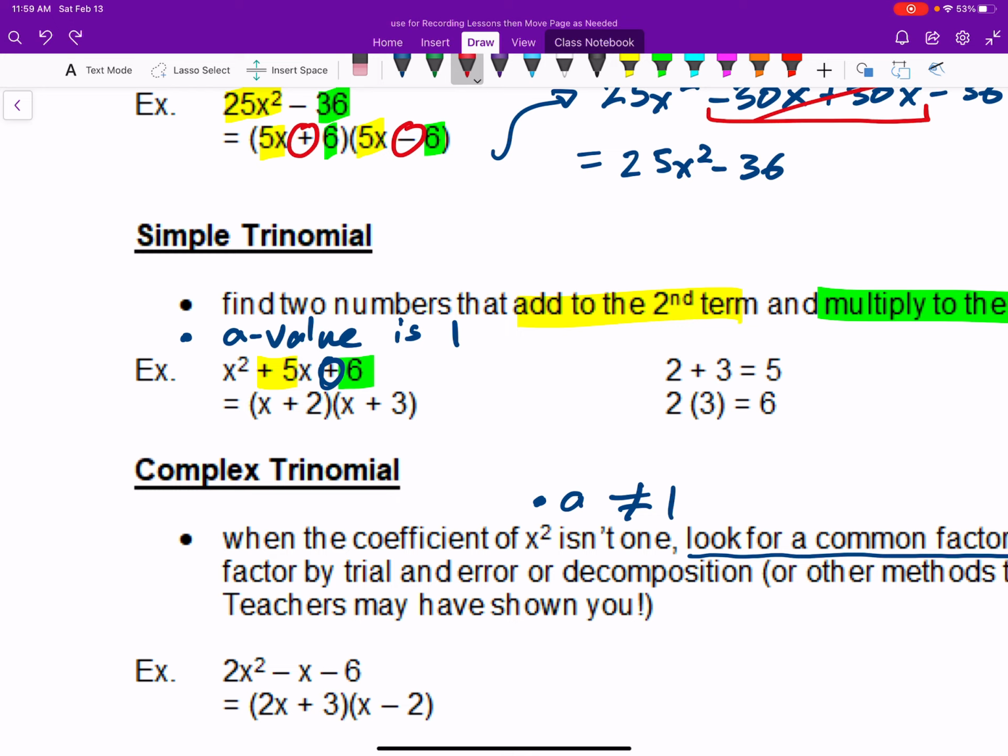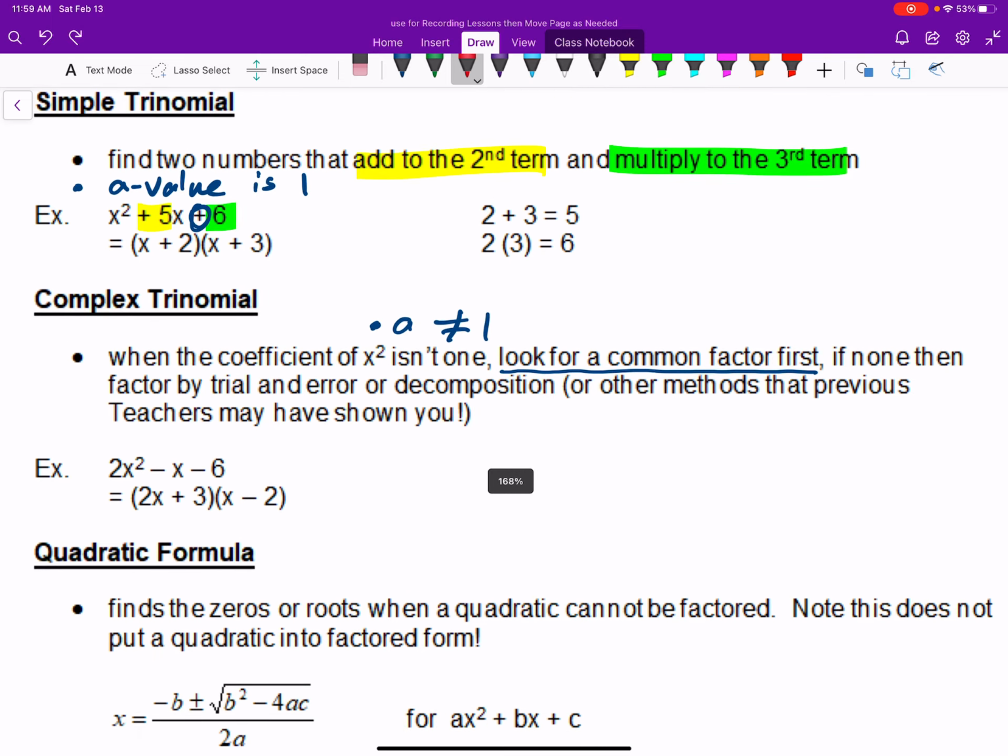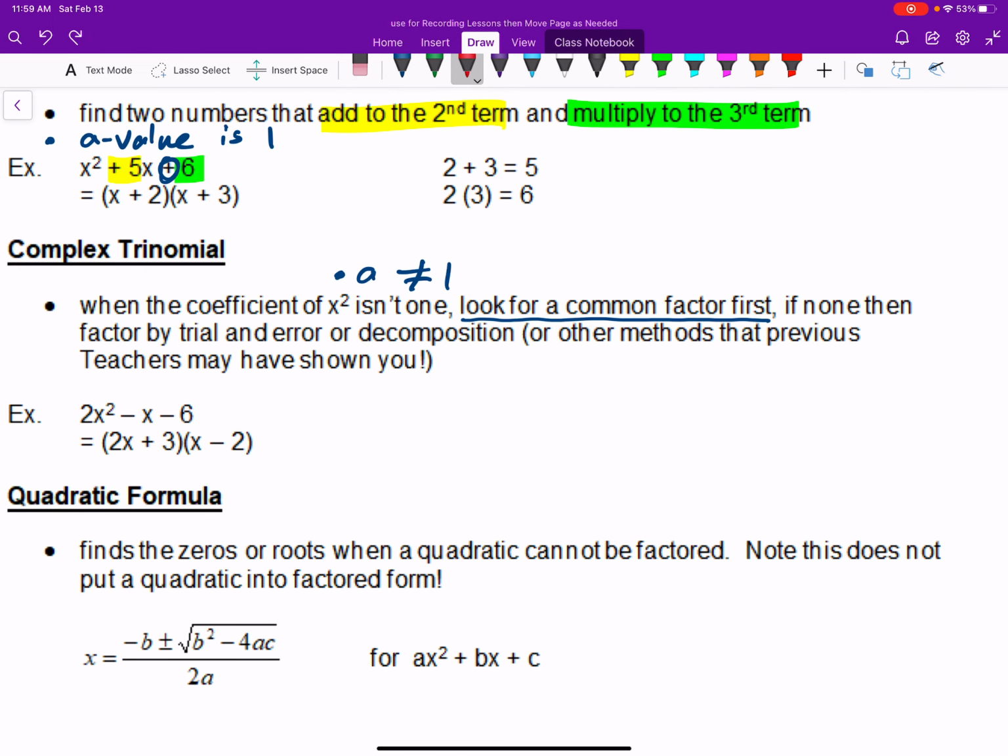And if there's no number in front of the x squared, no a value, I'm not going to be able to take a number out. So that is a case where a common factor won't work. But you're always going to look for a common factor first if you do have an a value. And if there isn't one, then you can do trial and error, or you could do decomposition or other methods that you've learned in the past.